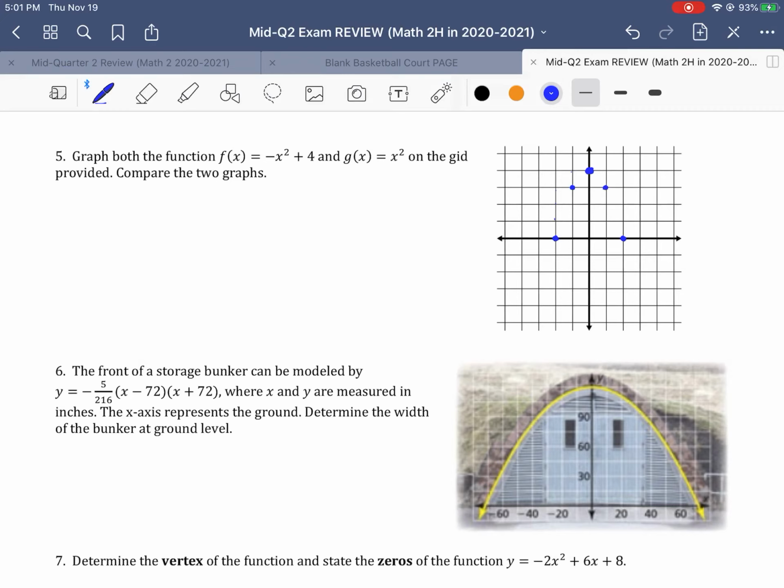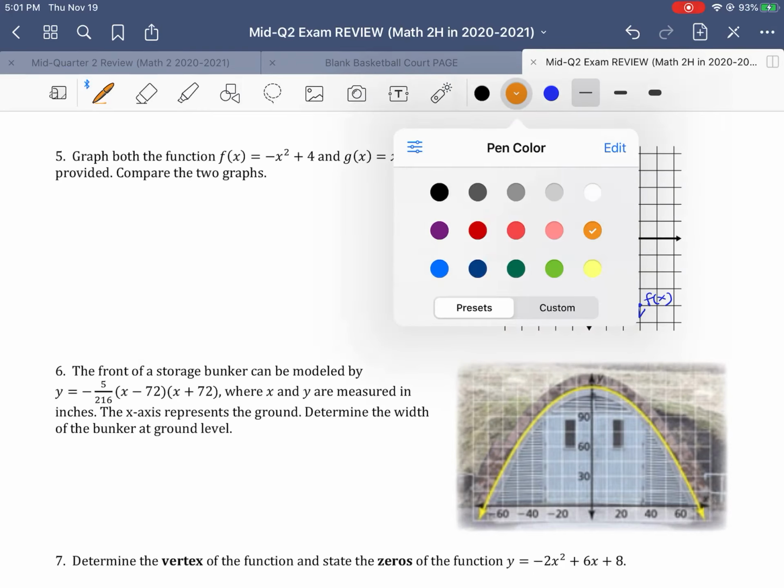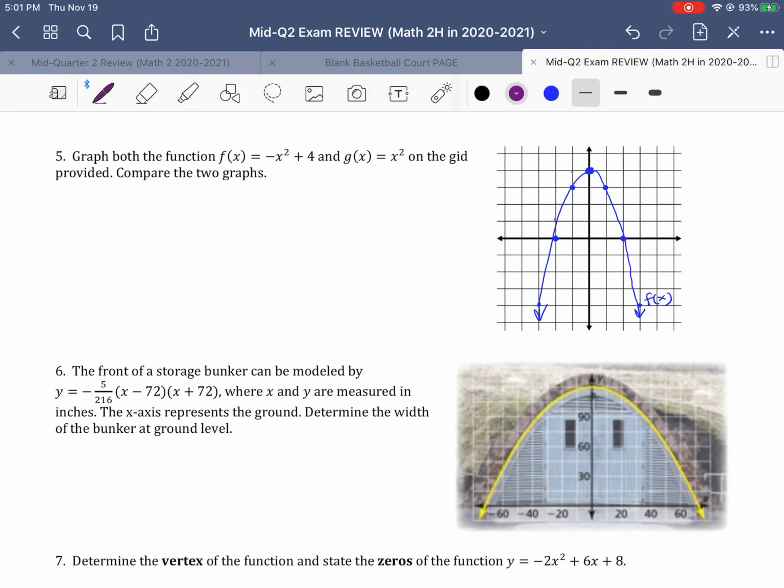Or again, you can know that it's counting by odd numbers, right? So it's going to be looking something like this. And if all else fails, you're always welcome to use your calculator to plot some points for that. So this one is f of x. We could then graph g of x. Let me use a different color. Maybe let's go with some purple.